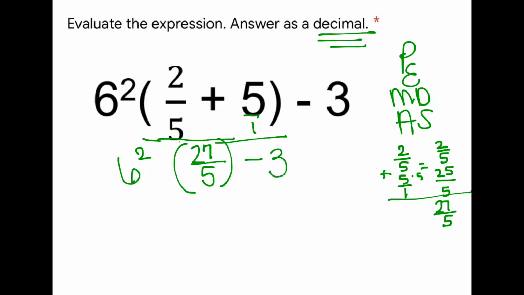Rewrite the problem. All this means right here is to multiply. So now you need to decide. We have an exponent, we have multiplication, and we have subtraction. You can finish the rest of the problem.